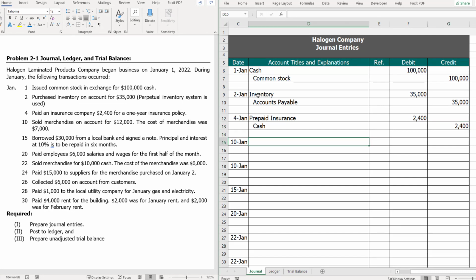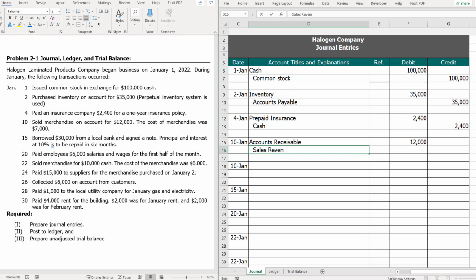Sold merchandise on account for 12,000. The cost of the merchandise was 7,000. As we know, we have to prepare two journal entries. The first one is for the sales. Since the customer didn't pay, we have to record the accounts receivable, right? Accounts receivable debit, that is 12,000, and sales revenue credit.